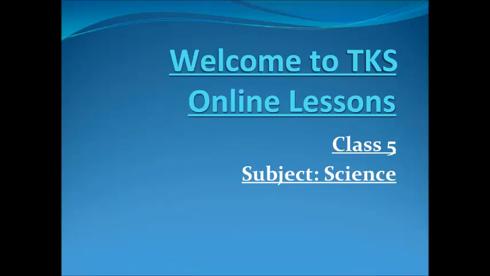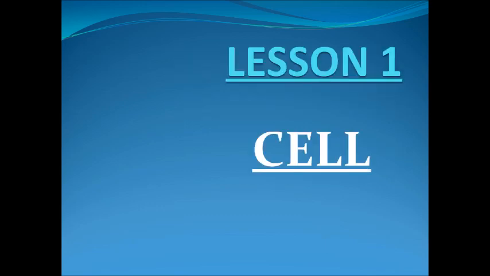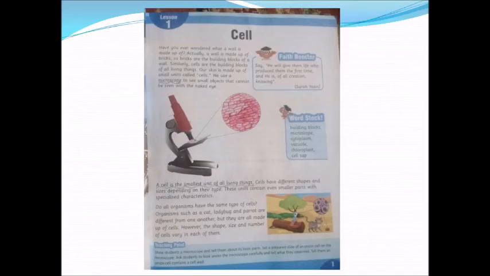This particular lesson is for class 5 and the subject is science. In our TKS Science Learning textbook step 5, the first lesson is cell. Now what is a cell? A cell is the smallest unit of all living things. By smallest unit we mean that all the living things are made up of these cells.